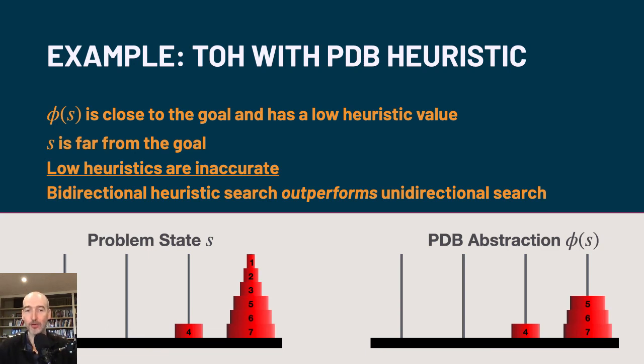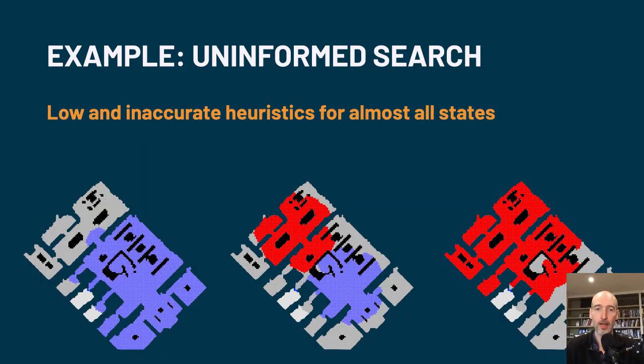But when we look at the actual problem state, we're going to see that we're actually quite far from the goal, because we have to unload disks 1, 2, and 3 before we can get 4 on. That means that there are in fact many combinations where this could happen. So there are many states with low heuristic values that are actually very inaccurate. And so this is an example domain where our experimental results show that bidirectional heuristic search can outperform unidirectional heuristic search.